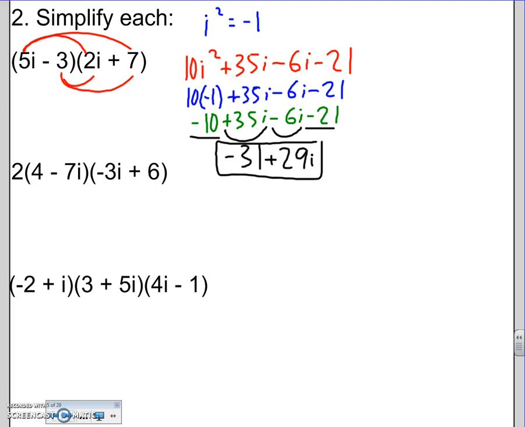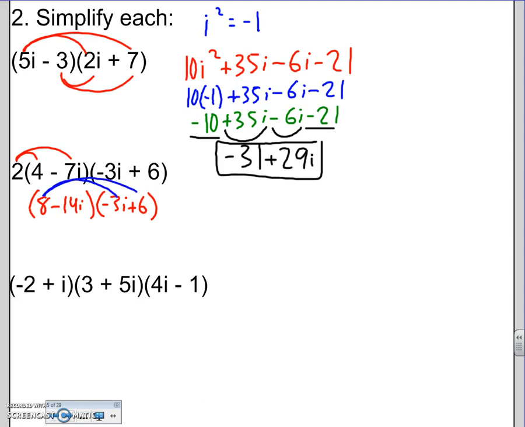This next one, I'm doing the exact same thing. 3 things can be multiplied. I do 2 at a time. I want these 2 in here first, so that's going to be 8 minus 14i, times 3i plus 6. Alright, but now it's 2 things you multiplied. I'm going to FOIL, double distribute, whatever you want to call it.